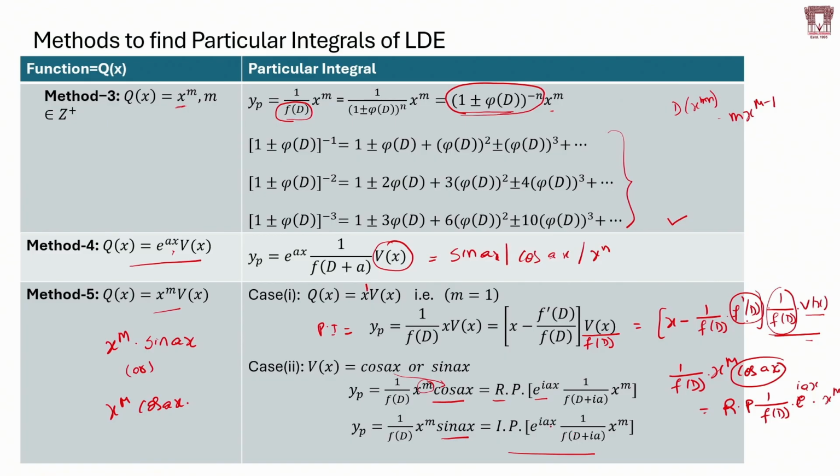And after replacing this D by D plus a, it is converted into the fourth method. If you observe, convert that into the fourth method, that if it is of the form e power ax, then in place of ax we have iax here. So e power iax into 1 by f of D plus ia into x power m. Same as the fourth method, you continue the remaining process.